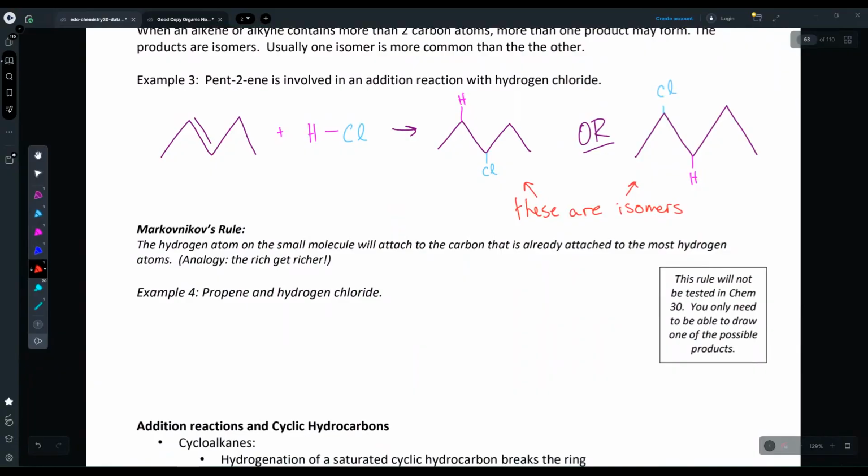Now, there is something called Markovnikov's rule, which essentially tells you where the hydrogen is most likely to attach. So here it says the hydrogen atom on the small molecule will attach to the carbon that's already attached to the most hydrogen atoms. Okay.